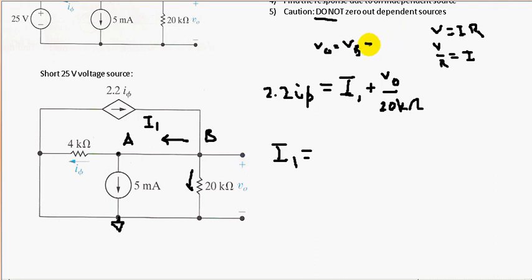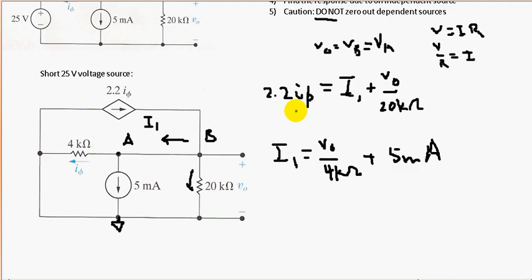So we can say that VA is equal to VO. This current going out is VO over 4 kilo ohms plus this current, which is 5 milliamps. That makes it a lot simpler because it's a current source, 5 milliamps.